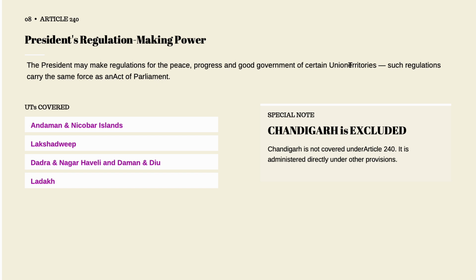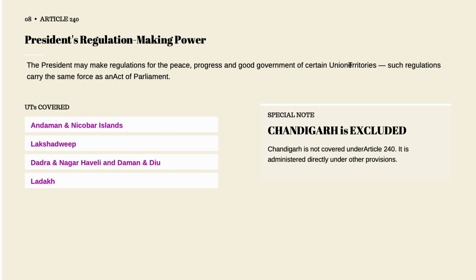But here, the president doesn't need the assembly's approval. The president has full power here. It doesn't need the approval of anything, so it makes regulation for the peace, progress, and good governance of these 4 union territories. And why not Delhi? Why not Jammu and Kashmir? Because they have their own legislative assembly. And these 4 do not have their own legislative assembly. It is directly under the control of the president. So he has the power.